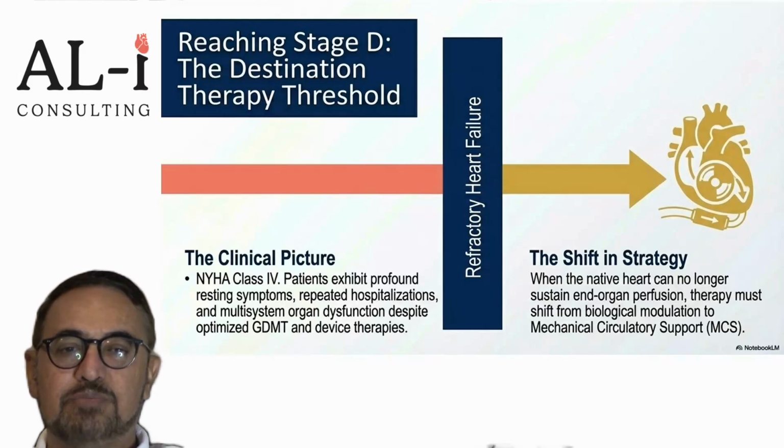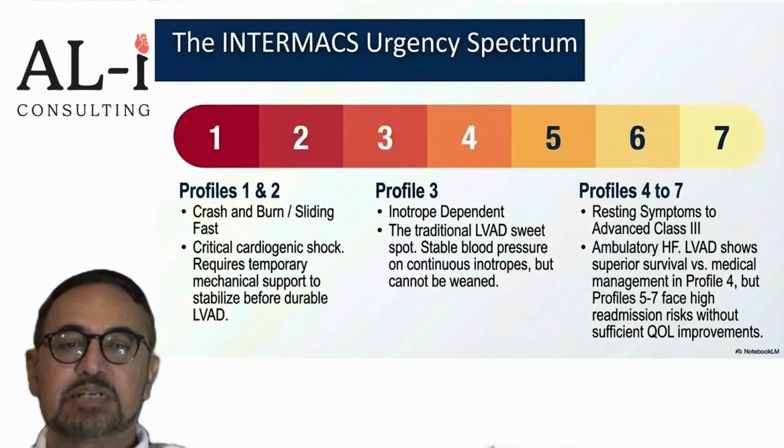Late referral narrows options. Timely referral opens the possibility of temporary support, durable LVAD, transplant evaluation, or palliative discussions, depending on the overall clinical context. The INTERMACS profile system helps us stage how urgent heart failure has become. Profile 1 and 2 are the sickest patients. These are the crash and burn or sliding fast patients in cardiogenic shock, often requiring temporary mechanical support before they can even be considered for durable therapy.